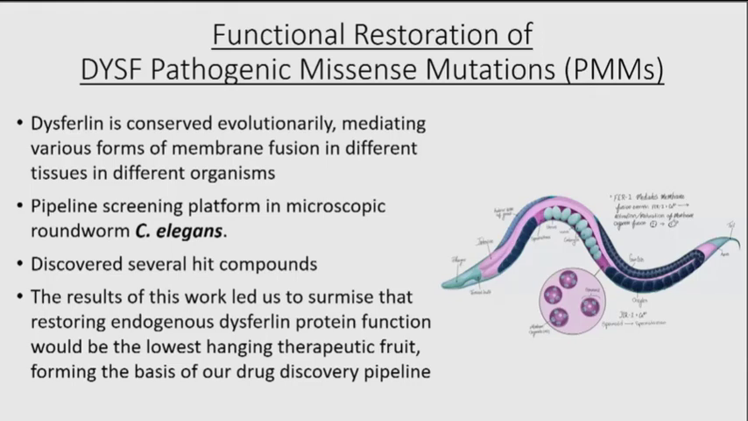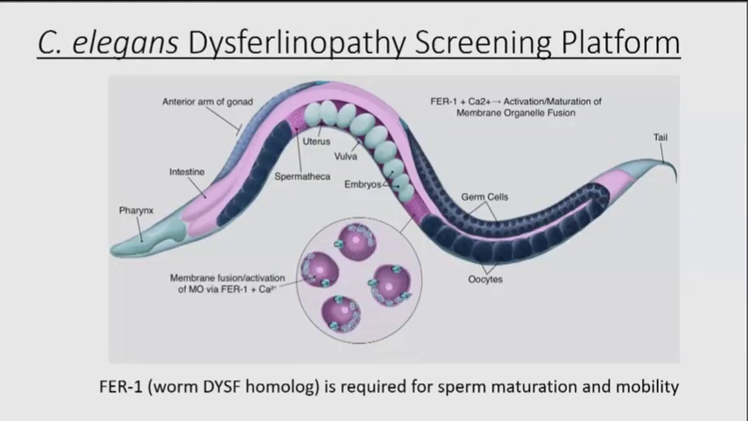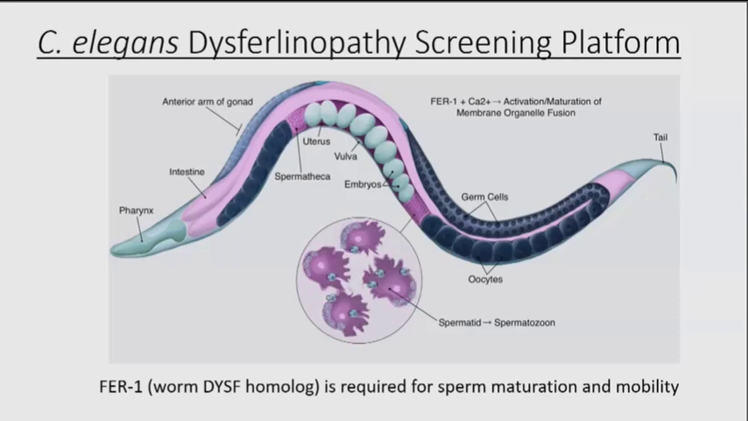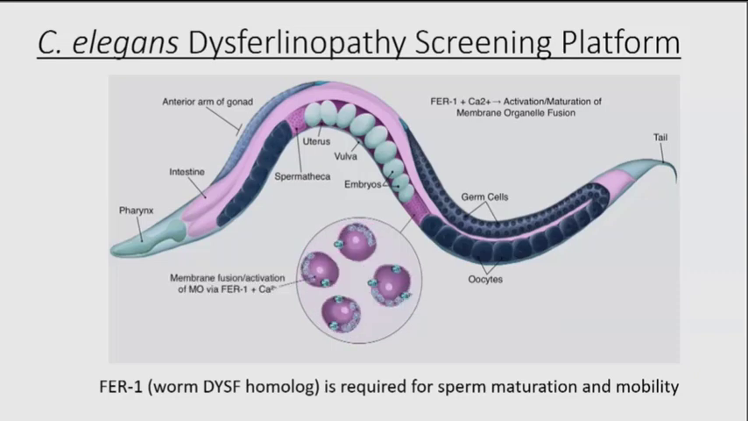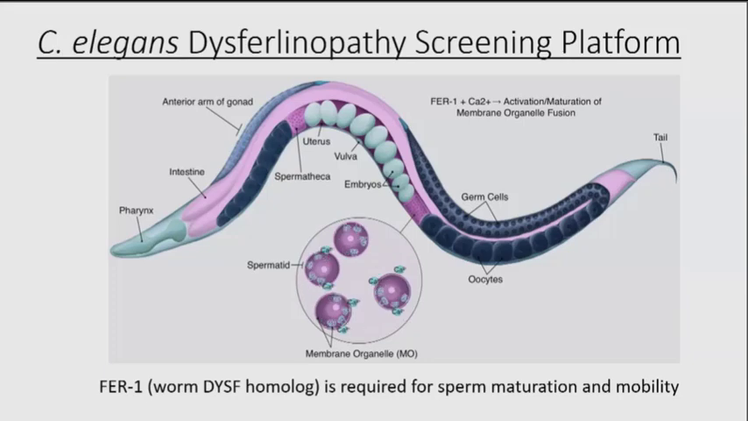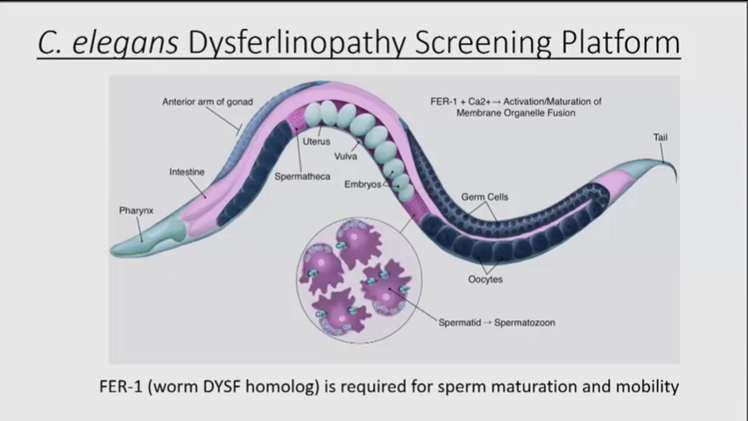Turns out that Dysferlin is highly conserved evolutionarily, and it's found in C. elegans, but it's found in the sperm of C. elegans. So in humans, it's in skeletal muscles, and in C. elegans, it's in sperm. But it works the same way. It's involved in membrane fusion events. Here you see the sperm of C. elegans, and what happens is there's a calcium-dependent signal that causes a membrane fusion event. And when that membrane fusion occurs, the sperm develop and are fertilization competent.